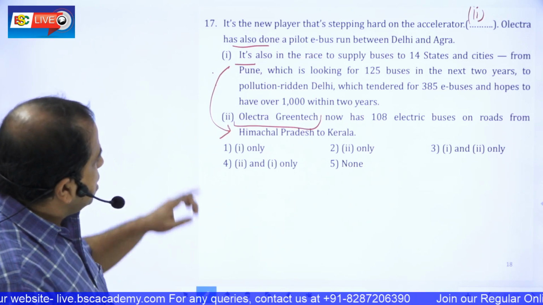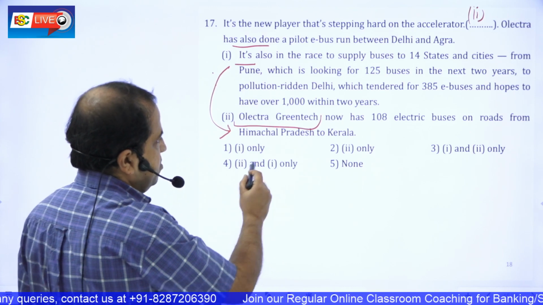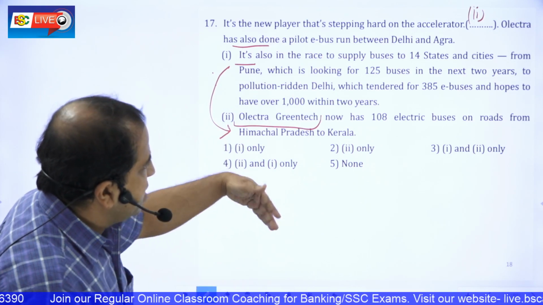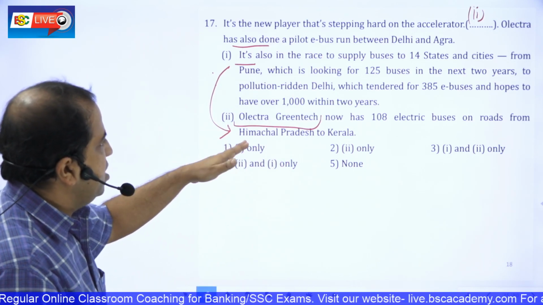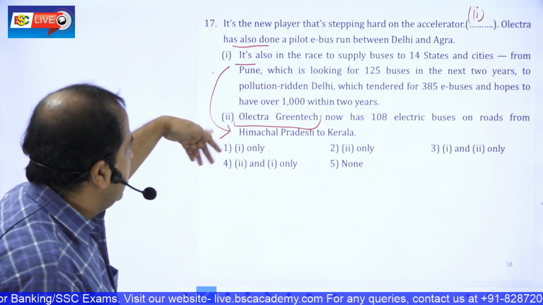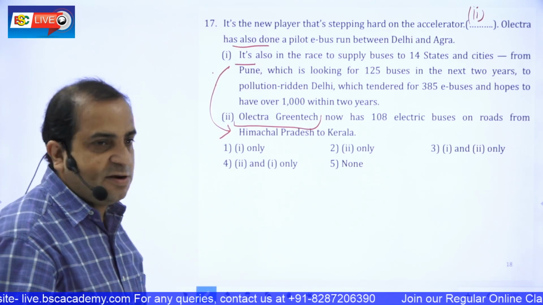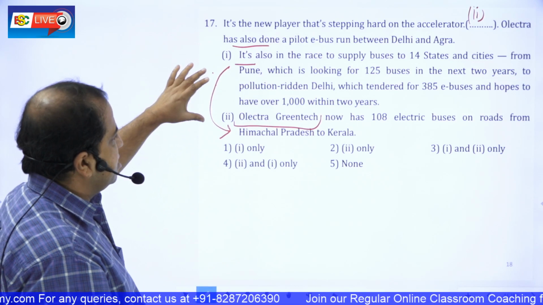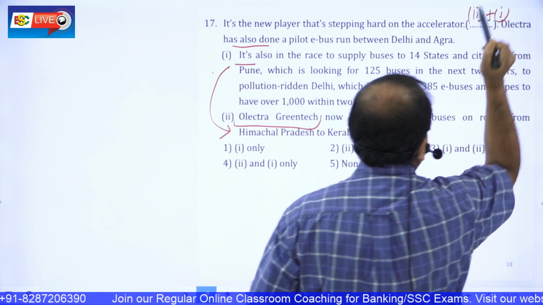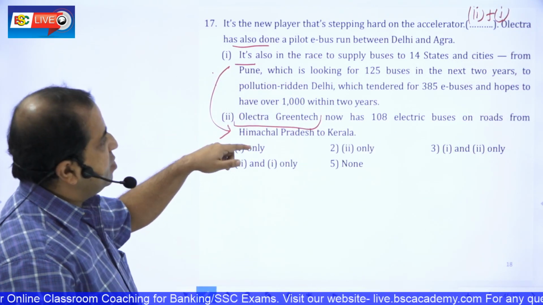So it's also in the race to supply buses to 14 states and cities. अभी तो 108 इलेक्ट्रिक buses हैं और अब ये सप्लाई कर रहा है 14 states and 2 cities को. From Pune alone 125 in the next 2 years, to Delhi 385. इस तरह से stepping hard on the accelerator का meaning और ज़्यादा clear हो रहा है कि Olectra Greentech क्या क्या कर रहा है. So 2 and then 1. 2 के बाद 1 भी आ जाएगा. So then it is what? Olectra has also done a pilot e-bus run between Delhi and Agra.